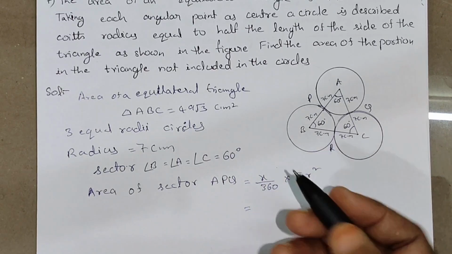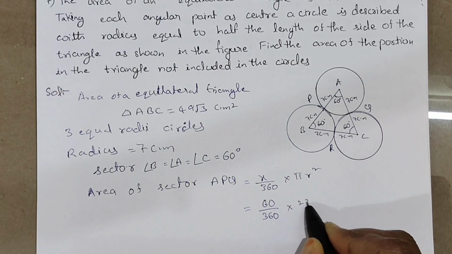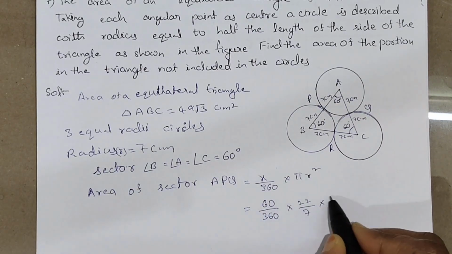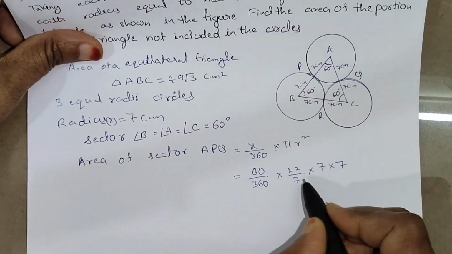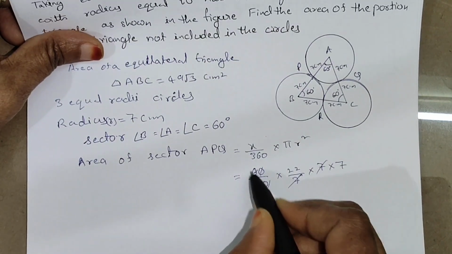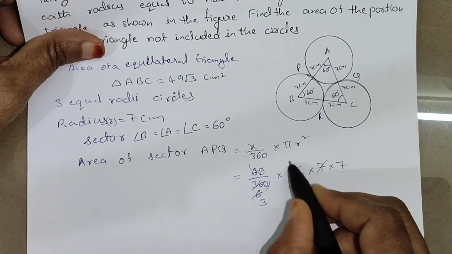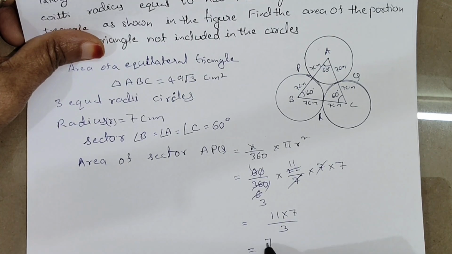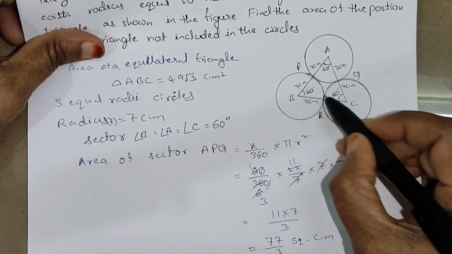Here x equal to, we take any angle 60 degrees, 60 by 360 into 22 by 7 into r square. Here radius small r equal to 7 centimeters, 7 into 7. 7 get cancelled, 0 get cancelled, 6 1s are 6, 6 6s are 36. Now next, 2 3s are 6, 2 11s are 22, 11 into 7 by 3, that equals 77 by 3 square centimeters is one sector area.